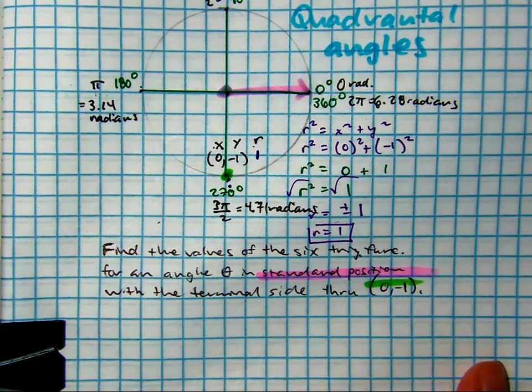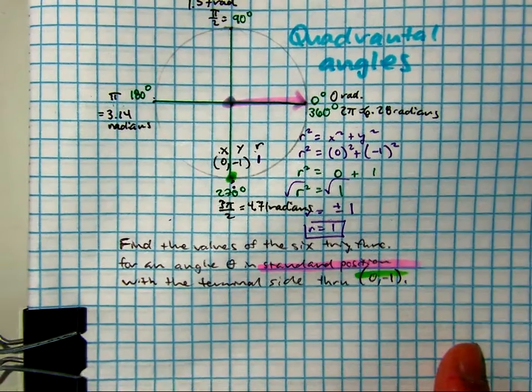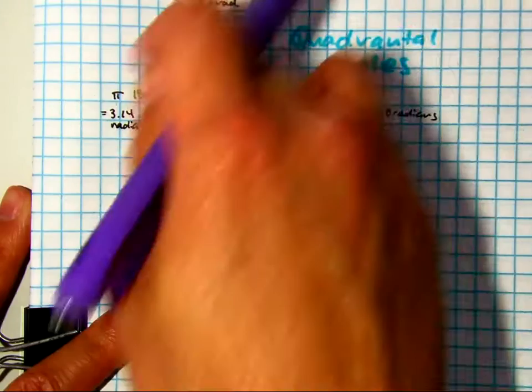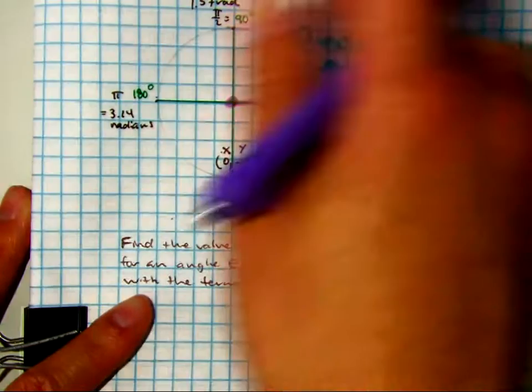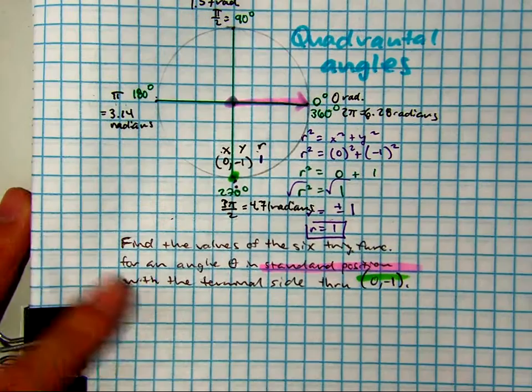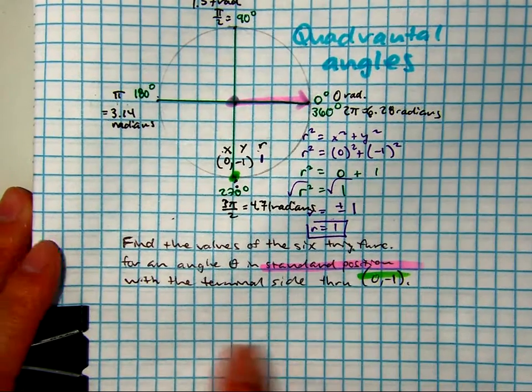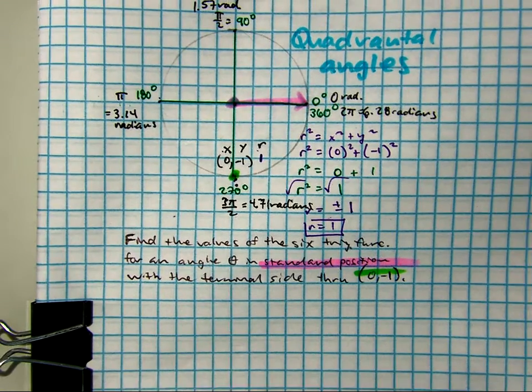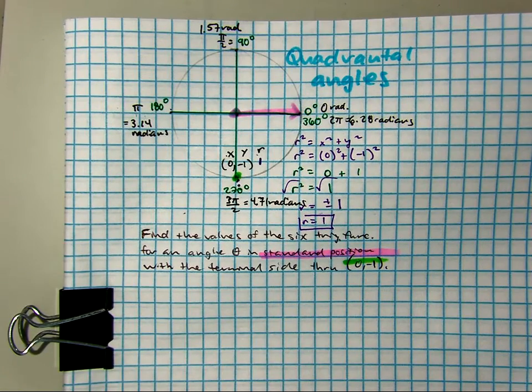This is what I want you to do next. Partner A explained one way we found r to be 1. Partner B explained the other way to solve r equals 1. And then I want your 6 trig functions in terms of x's, y's, and r's, and I want numbers. You guys have 4 minutes. Ready, set, go.